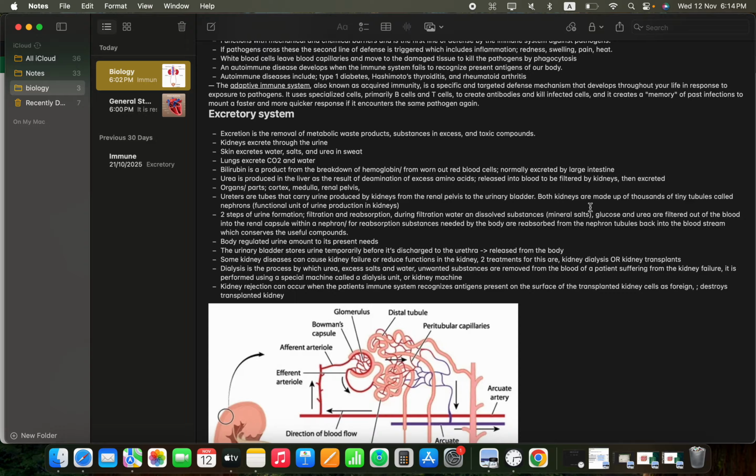Both kidneys are made up of thousands of tubules called nephrons, which are the functional unit of urine production in kidneys. The two steps of urine formation are filtration and reabsorption. During filtration, water is dissolved.